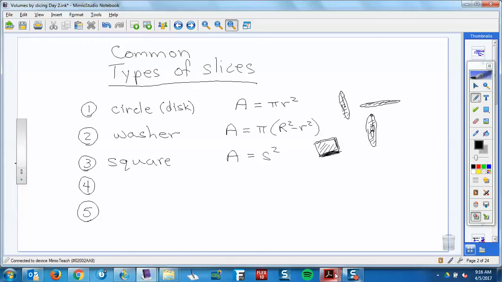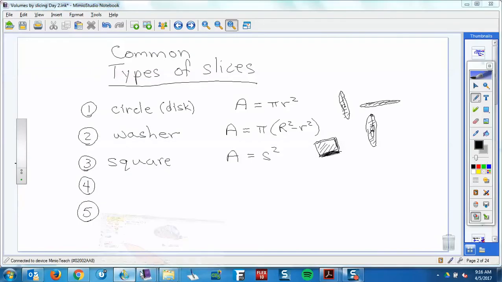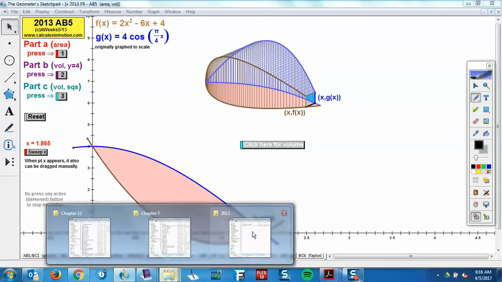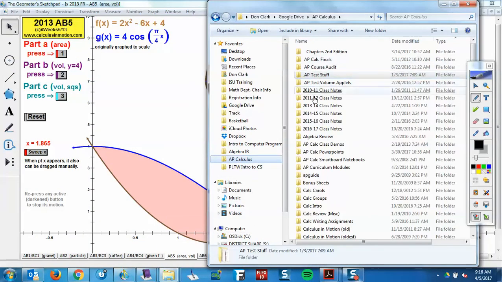All right, so if we go back, let's go back to that picture. We're imagining that. I've got some other pictures of these things that I could show. Let me go back to here.